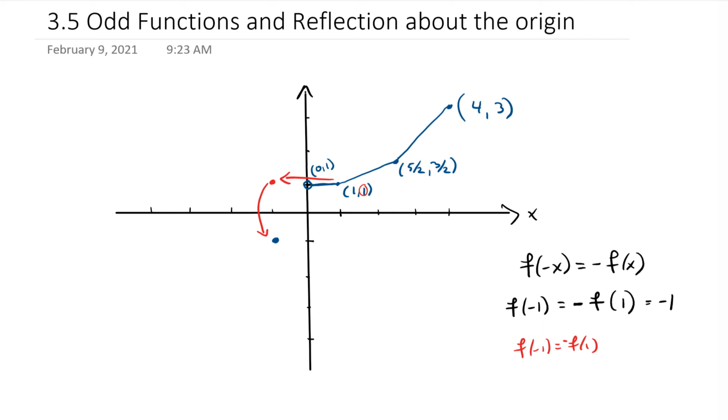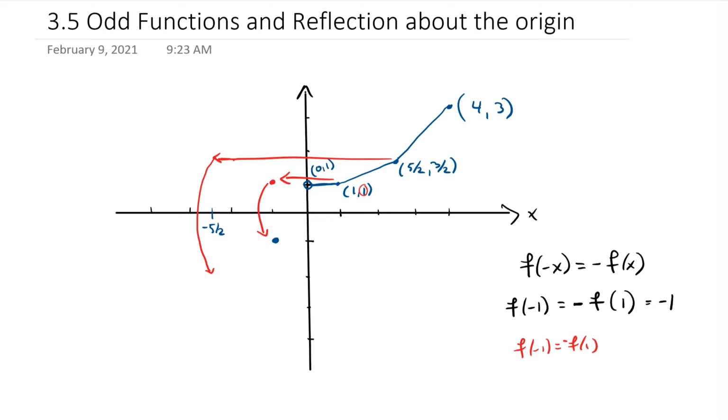So I can do this with all points. I could reflect about the y-axis. If that was the only thing that would happen, I would be dealing with an even function. So I'd have to go a little bit further, maybe like here. Okay, so this is minus 5/2, right? But then if it's odd, you have to reflect also across the x-axis. There's like 2 reflections going on.